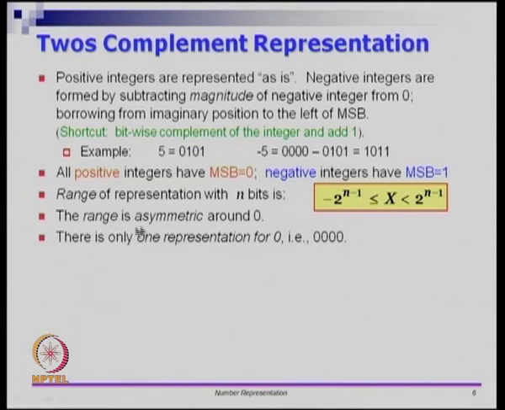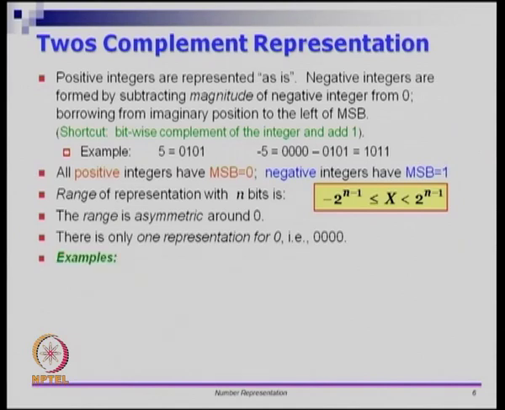So that means the range is asymmetric around 0, and it also means that 0 does not have two representations. If I have n bits, I can represent 2 power n distinct values. In 2's complement, in the positive direction it is 0 to 2 power n minus 1, minus 1, and in the negative direction it is minus 1 to minus 2 power n minus 1.